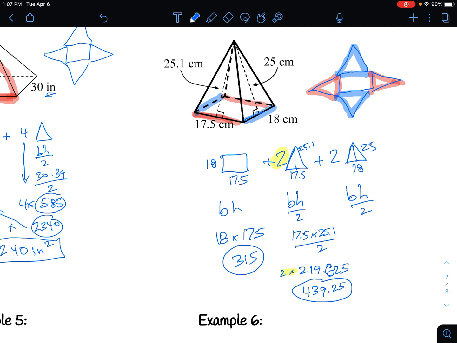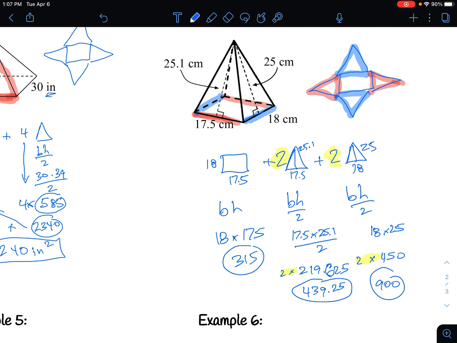Finally, my last one, my other 2 triangles, the one with the 18 centimeter base. Let's do 18 times 25, and 18 times 25 is 450. Now remember, I have 2 of them, so I still need to multiply by 2. So 450 times 2, I actually know that off the top of my head, it's 900.